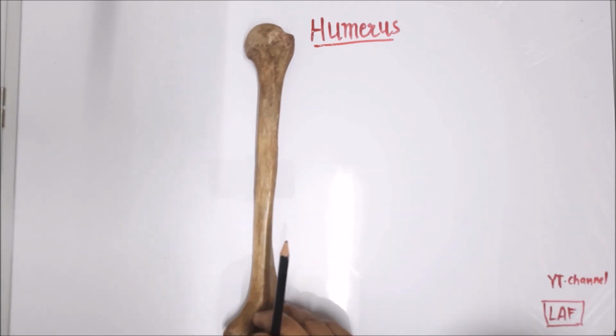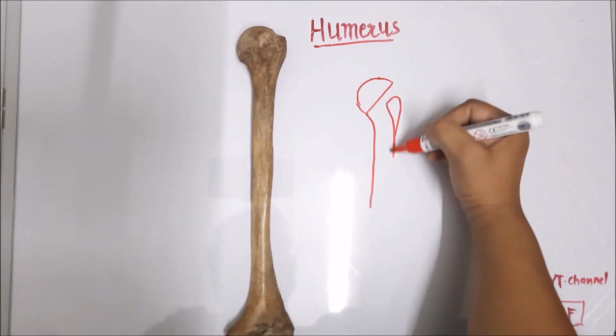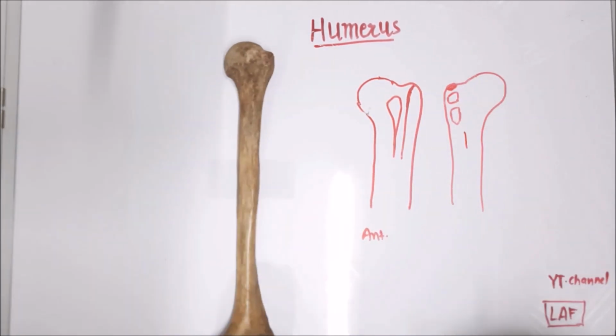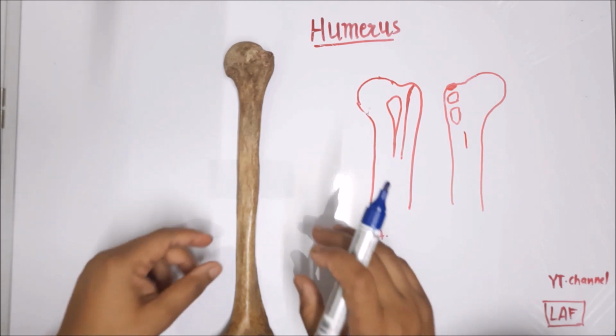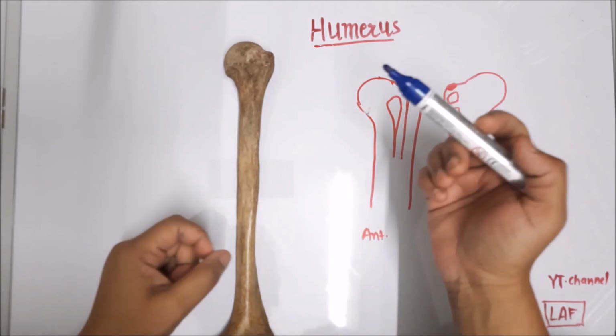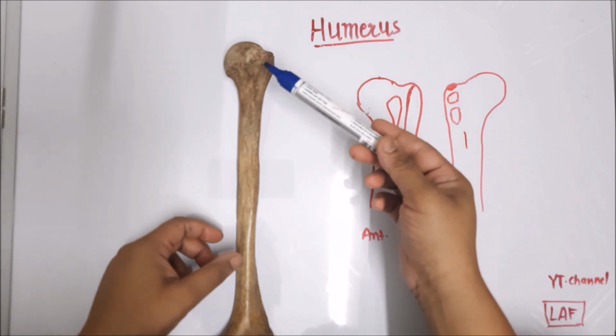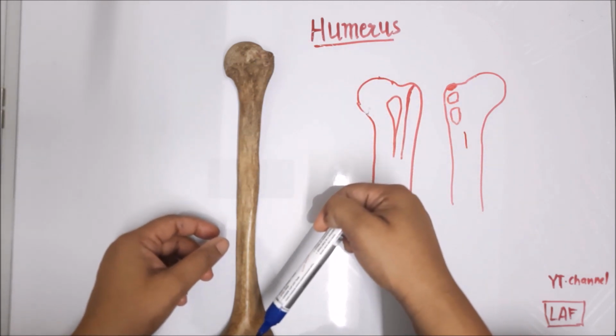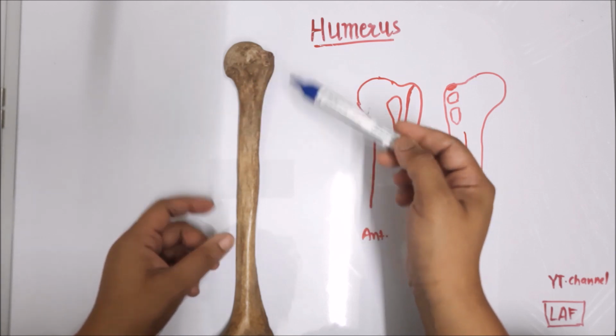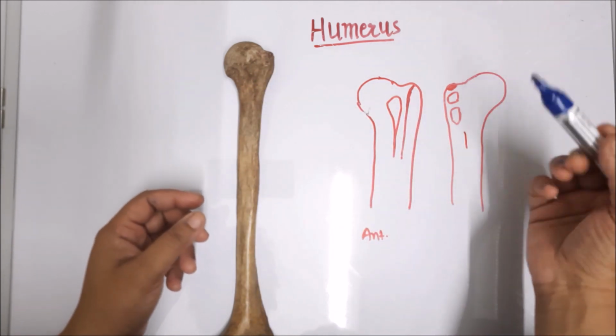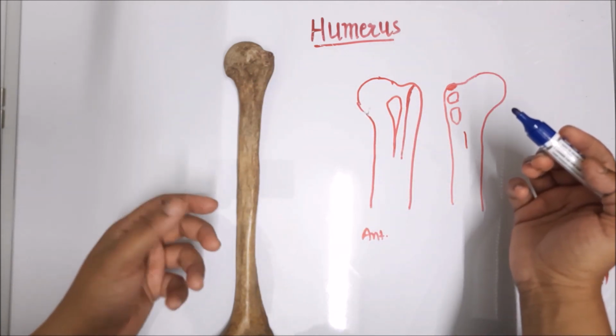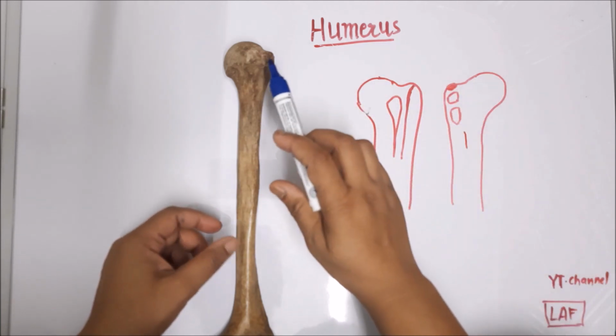Now let us see the attachments on the humerus. First, on the upper end, just remember the upper end receives the insertions, and the lower end gives the origin. So the upper end has insertions, and the lower end gives origin to the muscles.